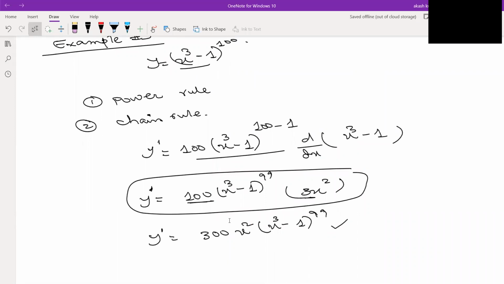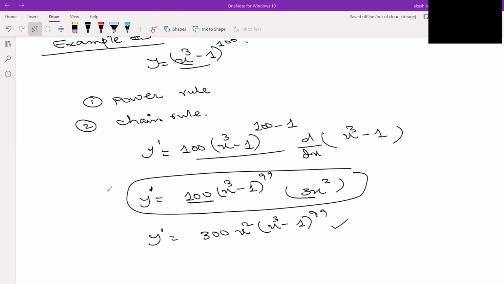How can I write on the screen? I think I have given you an option to annotate it. Okay, anyway, this y equals 100 bracket x cube minus 1 to the power of 99, right?